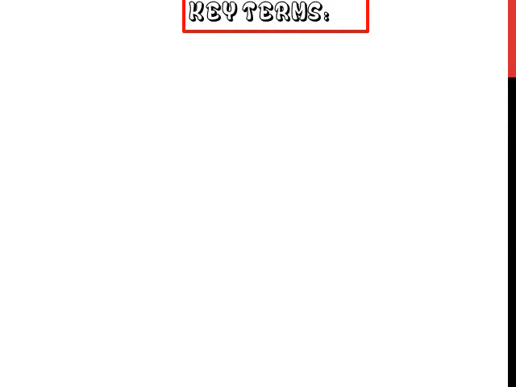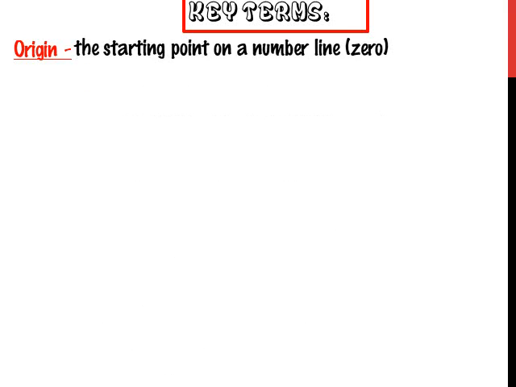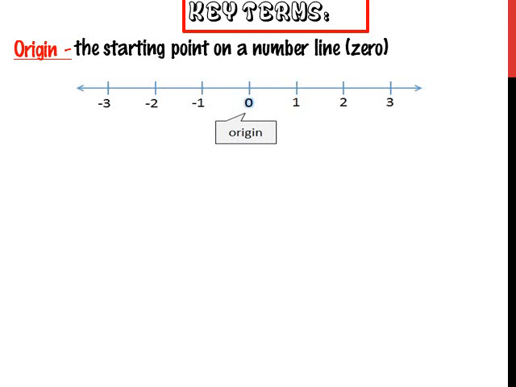Before we begin, let's review some key terms. The first key term I'd like to review is origin. The origin is the starting point on a number line, which is 0. In the example, the origin is actually in the middle of the number line, with the negative numbers to the left and the positive numbers to the right of the origin.